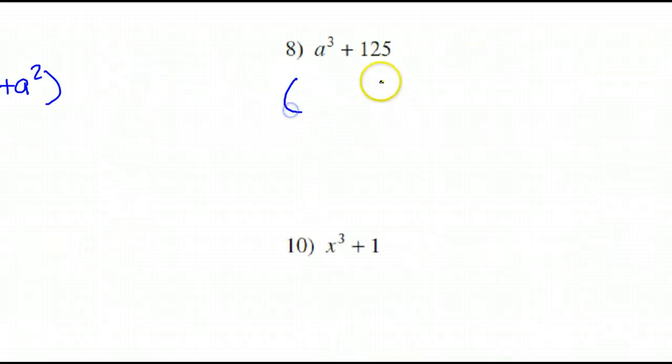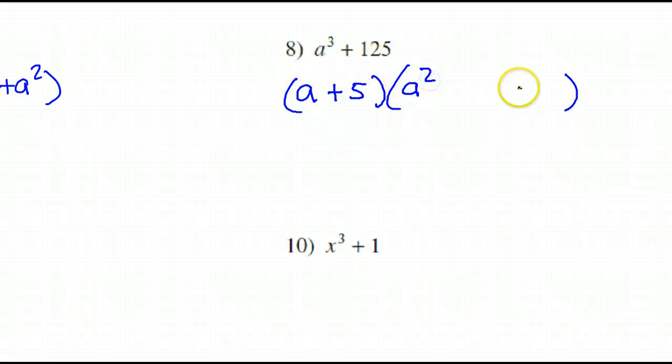Number 8, binomial, trinomial. So it'll be a plus 5, those are the roots. Square them, and I get a squared and positive 25. Multiply them, and I get 5a, opposite sign, so negative 5a. Number 9.